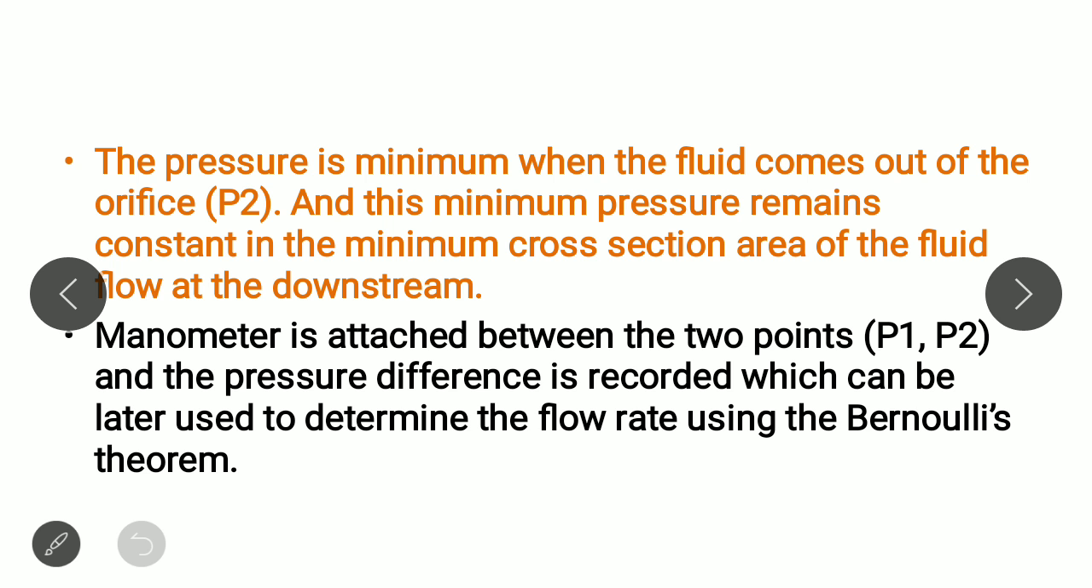The pressure is minimum when the fluid comes out of the orifice, and this minimum pressure remains constant in the minimum cross-sectional area of the fluid flow at the downstream, right? The manometer is attached between two points P1 and P2, and the pressure difference is recorded, which can later be used to determine the flow rate using Bernoulli's theorem.